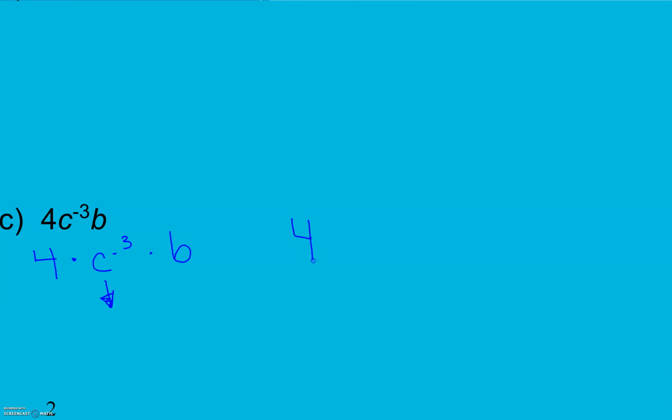So I keep my 4. I move my c in order to make it a positive 3, and I keep my b, which again has a 1 as our exponent, which is positive. So 4b over c cubed.